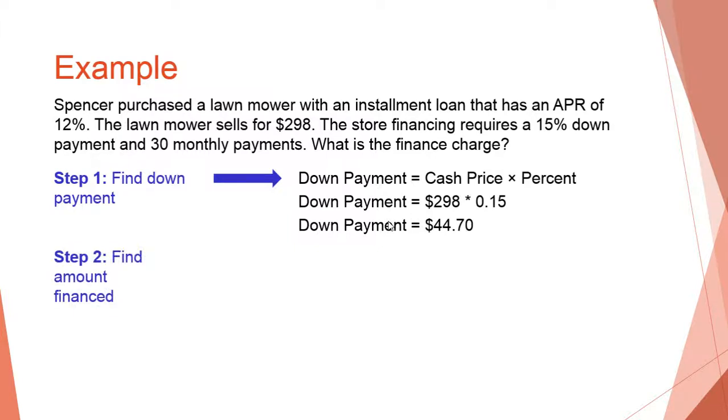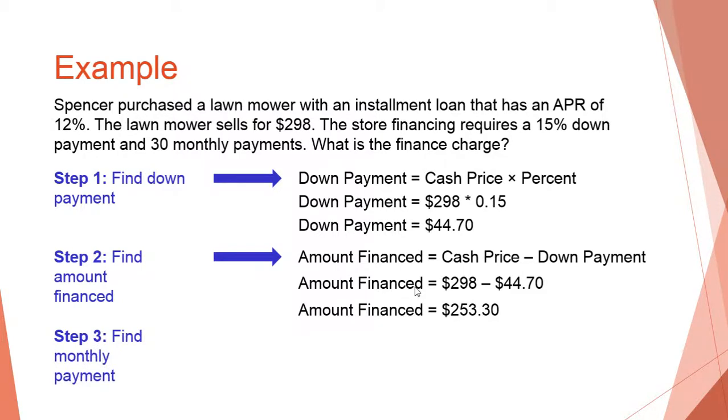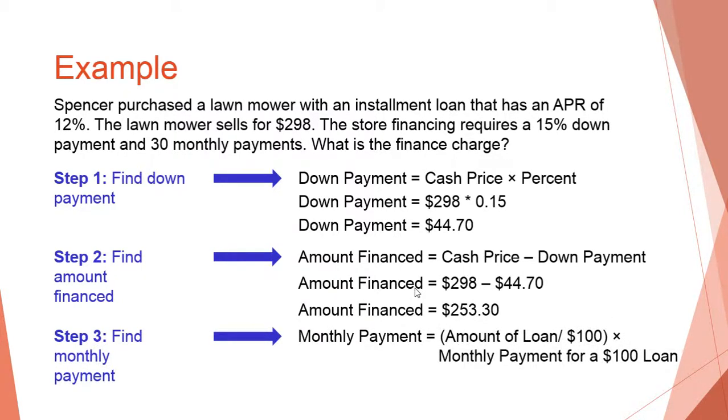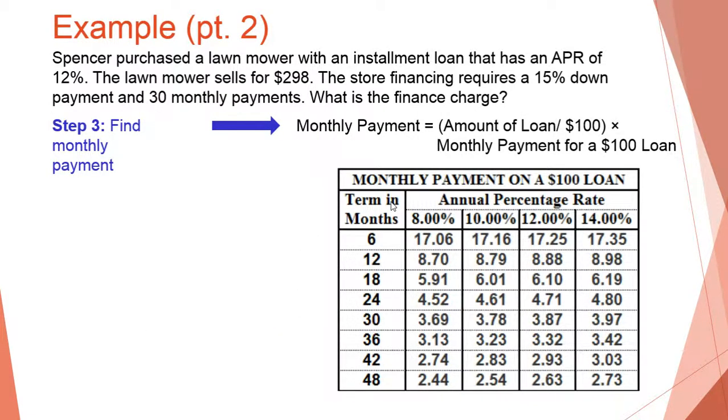Once we have that, we can find the amount financed, which is the cash price minus the down payment, giving us the total amount financed of $253.30. Now that we have that, let's find the monthly payment. And we are going to use a table for that. So let's take a look at the table. Remember, it's 30 monthly payments with an APR of 12%. So we need to look at the column for 12% and then the row for 30 months.